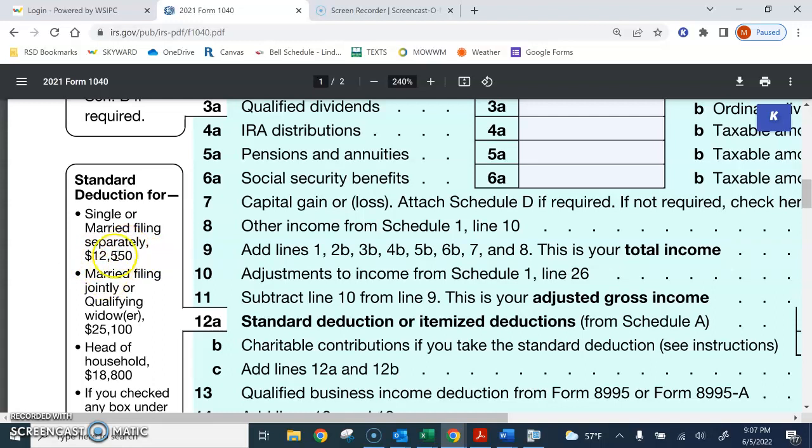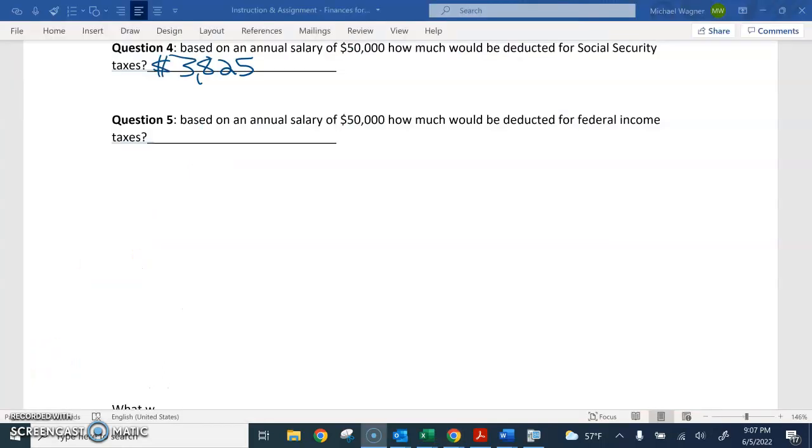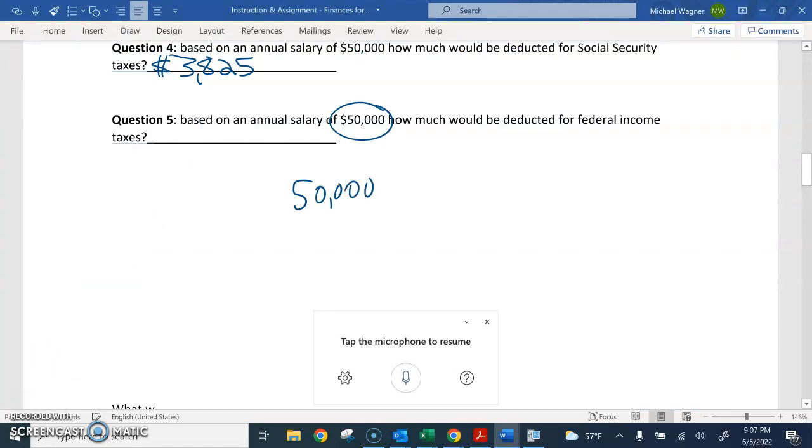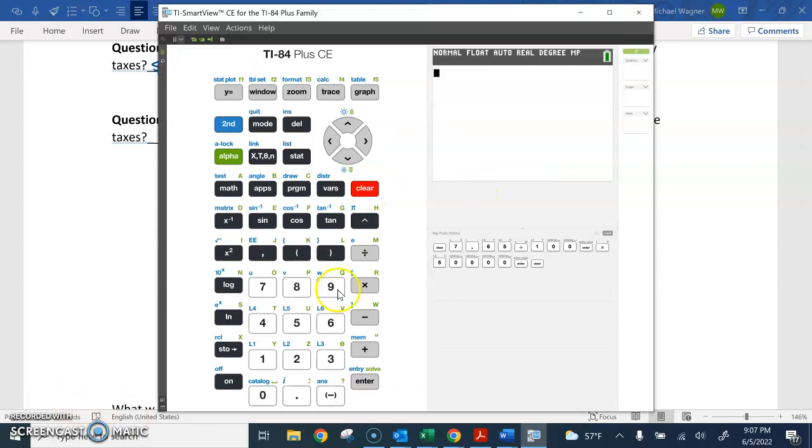So what we're going to do to figure out how much you would pay in taxes, we're assuming you're single and that's your only deduction. So we take whatever the salary is, $50,000, and we subtract 12,500. Again, I'm rounding it to 12,500. It's a little bit more, and we would get, so 50,000 minus 12,500, enter, and you get $37,500 would be your taxable income.